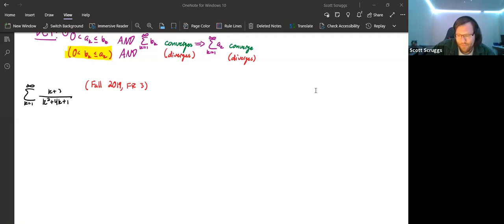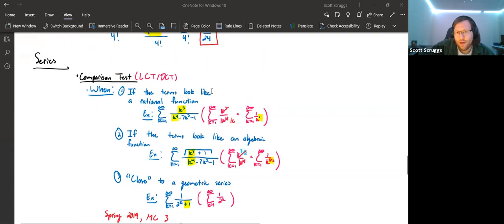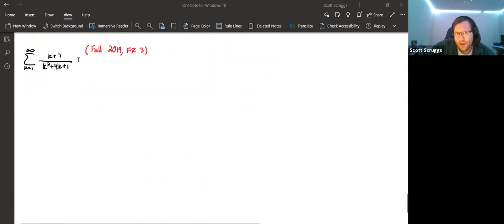Now, here, if I was looking through it, I would use a comparison test again, because let's go back to when I would use it. One of my ways that I would use it is if the terms look like a rational function. In this scenario, the terms do look like a rational function. So here I'll be more inclined to use a comparison test. However, there are no terms in that series that I could form an inequality with right off the bat.